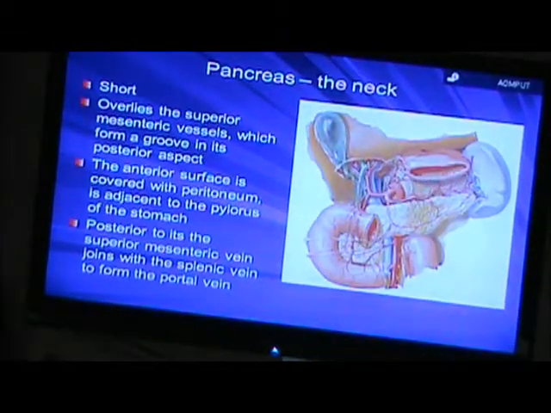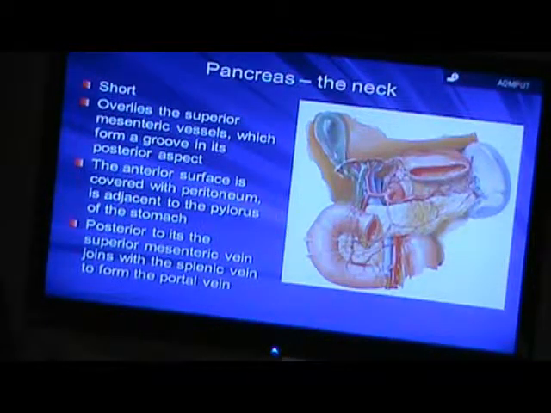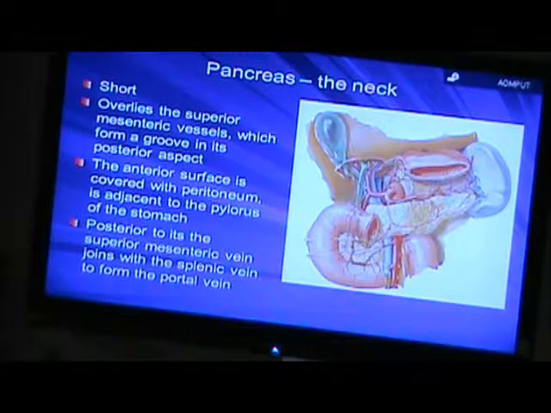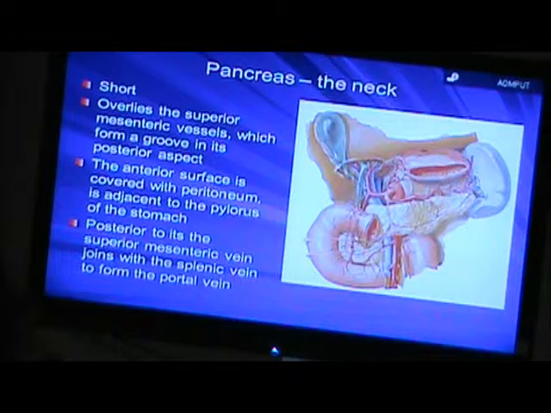The neck of the pancreas is short. It overlies the superior mesenteric vessels, which form a groove in its posterior aspect. The anterior surface of the neck of the pancreas is covered with peritoneum and is adjacent to the pylorus of the stomach. Posteriorly to the neck is located the superior mesenteric vein, which joins with the splenic vein.